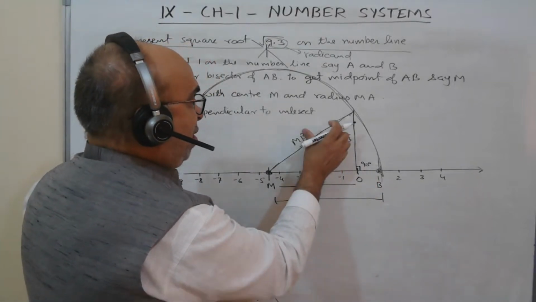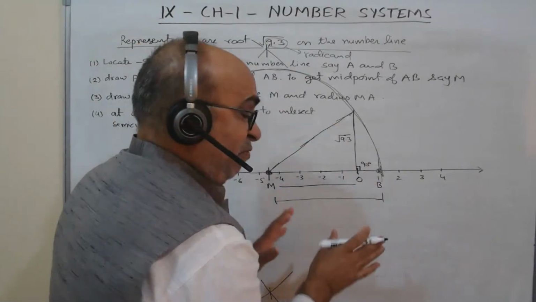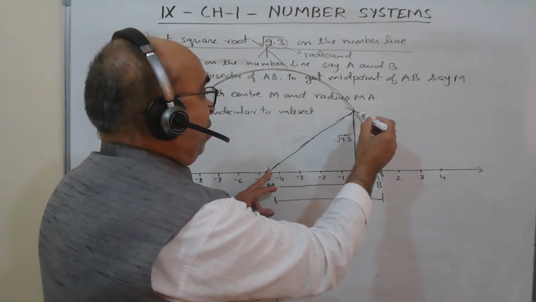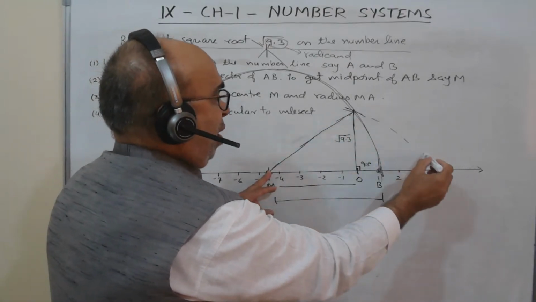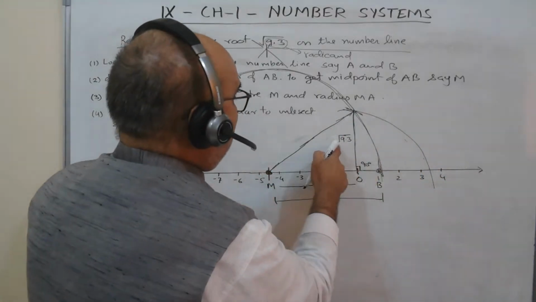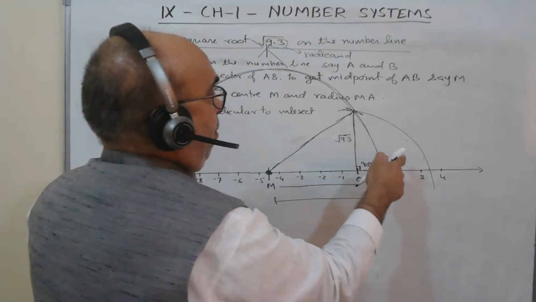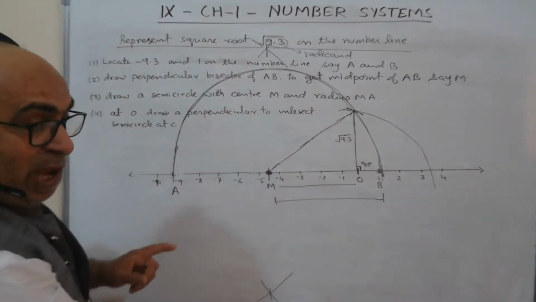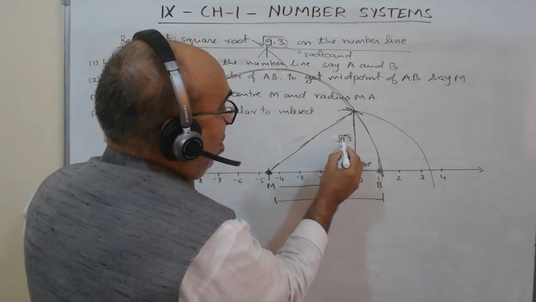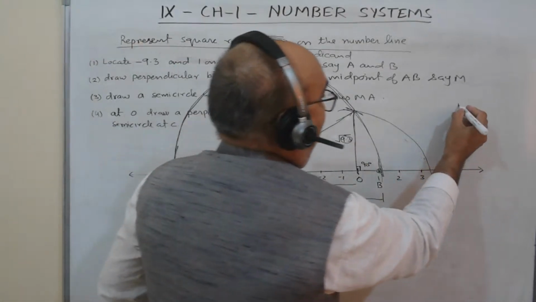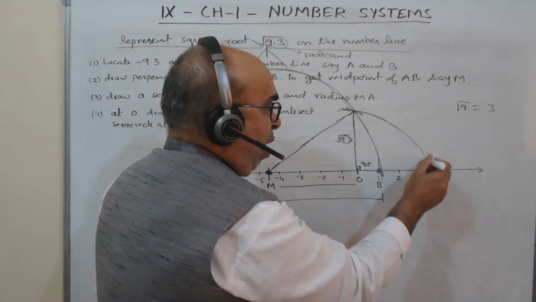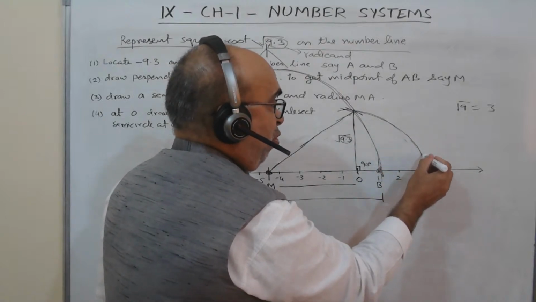So like that, with the help of Pythagoras theorem, you can verify it, and then you can draw it on the number line, because see, it is square root 9. My semicircle is not exactly correct. That's why I'm not getting it. But I know this is 9.3. Square root of 9 is 3. So this must pass through after 3, not before 3.